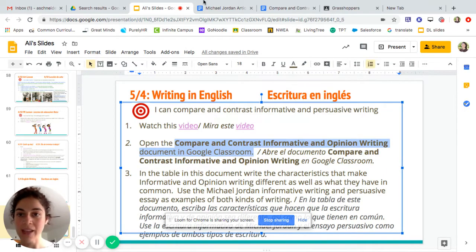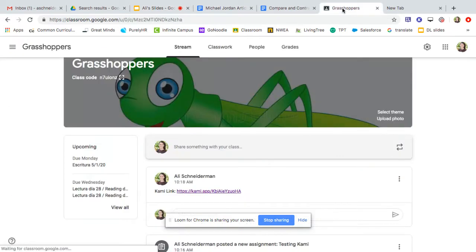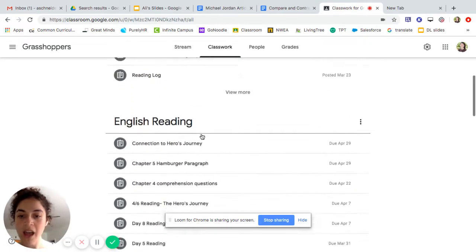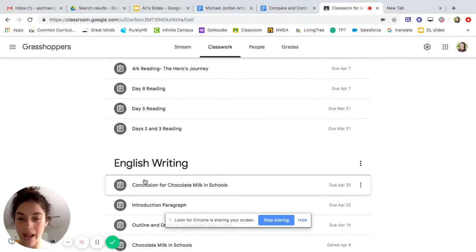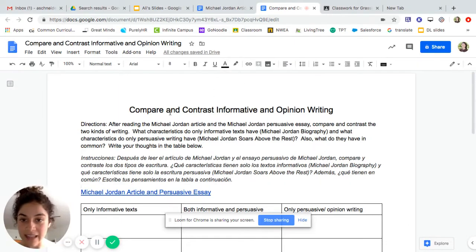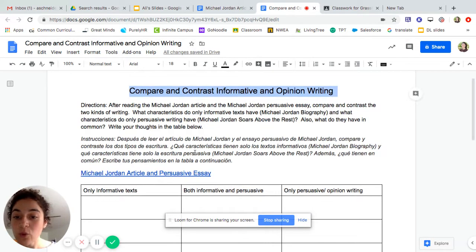document. Okay, so I'm going to go to Google Classroom, go to your Google Classroom page, and it should be a new one that is posted under English writing. It'll be right up here at the top. So when you open up this document, it'll look like this. It says compare and contrast informative and opinion writing. So what you're going to do is you are going to read through this article and persuasive essay here.